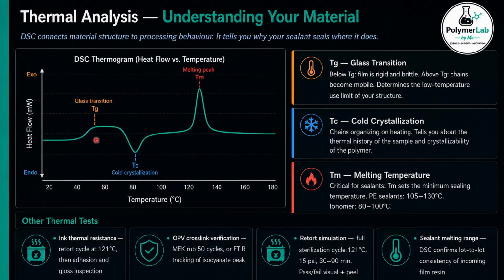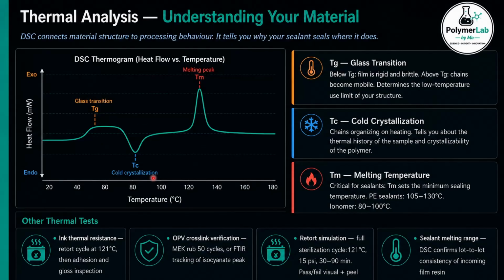First, the glass transition temperature, Tg. This appears as a step change in the baseline, not a peak. Below Tg, the polymer chains are frozen and the material is rigid and brittle. Above Tg, the chains gain mobility and the material becomes rubbery and flexible. For packaging films, Tg determines the low temperature brittleness limit of the structure.